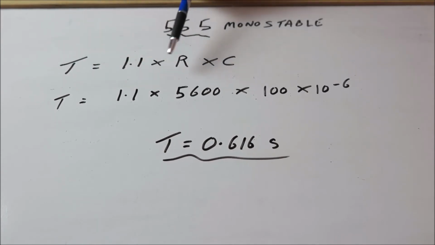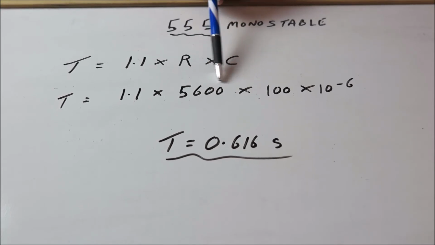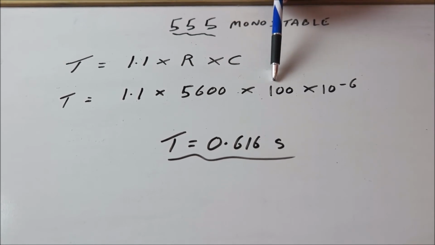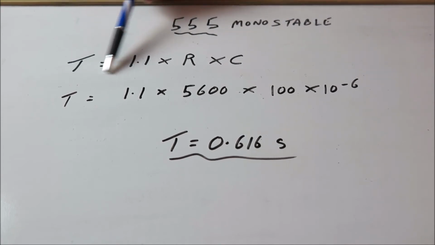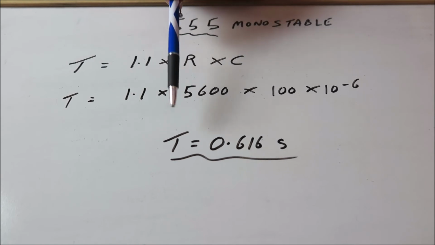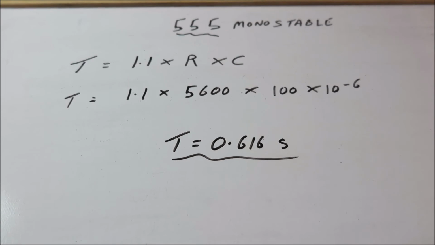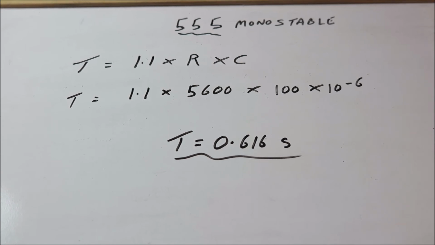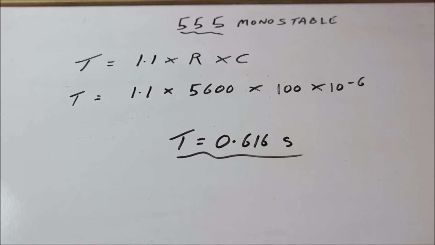So that's 1.1. Now we had a 5.6k resistor, so that's 5,600 ohms, multiplied by the value of the capacitor. So it was a 100 microfarad capacitor, so it's 100 times 10 to the minus 6, and if we just plug those values into our calculator, we come out with a time period of 0.616 seconds. And if you remember that when we instigate the monostable period, the LED stays lit for just over half a second. So this actually works, so that's about right.